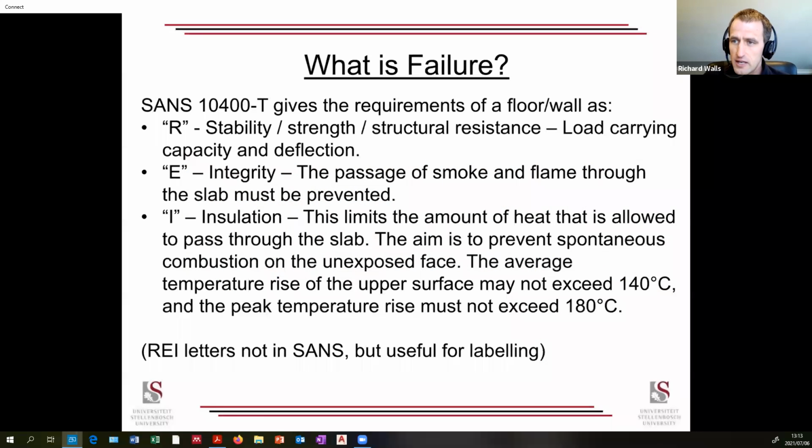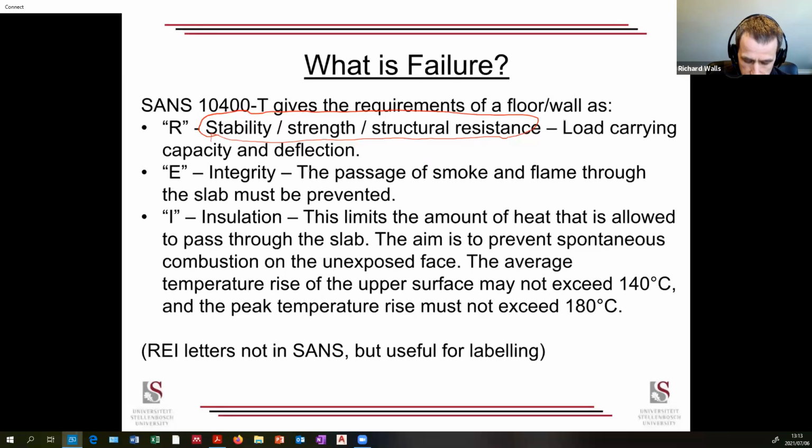So what is failure, coming back? Now, SANS 10400 Part T, which then refers to our testing standard, SANS 10177, especially Part 2, these are the requirements that a system has to obtain. So let's say you build a wall and you say this has a 1 hour fire rating. What does it mean? So for instance, if you had a wall or floor, firstly, it has stability, strength, and structural resistance. After a given fire scenario, it can still carry the load.